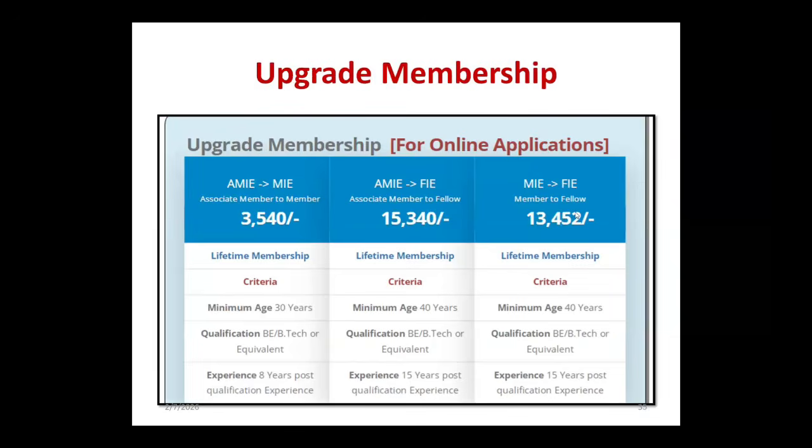Then upgradation of membership is also possible. Suppose you are an AMIE initially and want to upgrade your membership after 8 years; by paying the difference fee of 3,540 rupees, you can upgrade. If you are an AMIE member and eligible for FIE, you can pay the difference amount of 15,340. And if you are initially MIE and want to upgrade your membership to FIE, that is 13,452 rupees you can pay, and you can get that upgradation again in online mode. The criteria are the same for all, so if you want to upgrade, you should fulfill the criteria.